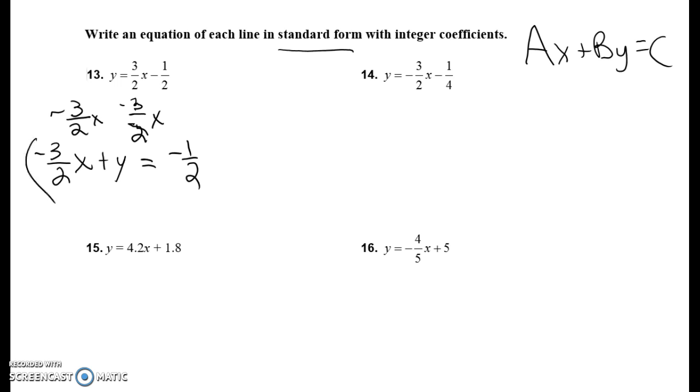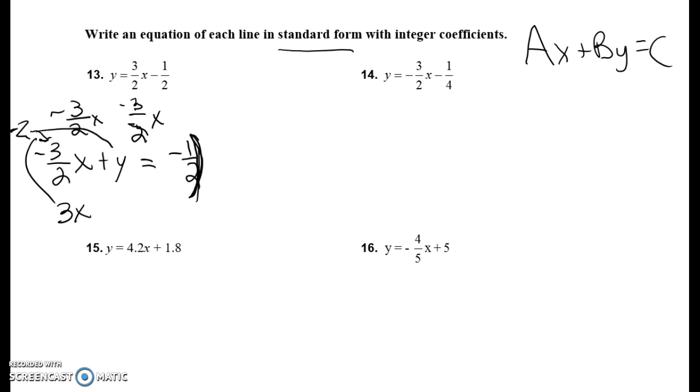Next, the x term, the coefficient, is not allowed to be a fraction and it's not allowed to be negative. So our denominator is 2, so we want to multiply everything by a 2 in order to eliminate that denominator. And we also want to multiply by a negative so that the negative eliminates. So now multiply -2 times -3/2, what do we get?